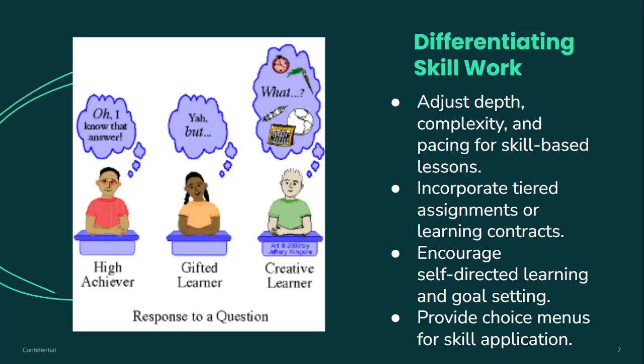Learning contracts can also be powerful. These allow students to set personal goals, choose tasks aligned to their strengths, and monitor their own progress. Choice menus give students ownership in applying skills through creative or analytical tasks. When students take the lead in how they demonstrate mastery, engagement and self-regulation soar. And this is when you see much less of that boredom.